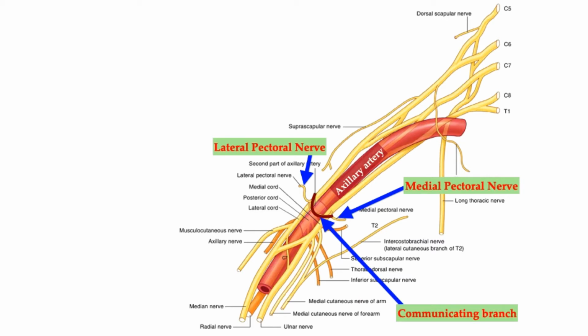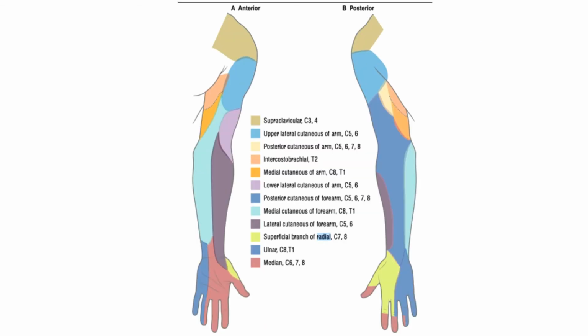This communicating branch lies in anterior relation to the first part of axillary artery. Now let us talk about medial cutaneous nerve of the arm. The medial cutaneous nerve of the arm is the smallest branch of medial chord of brachial plexus. It descends in the arm by lying in medial relation to the brachial artery and basilic vein.